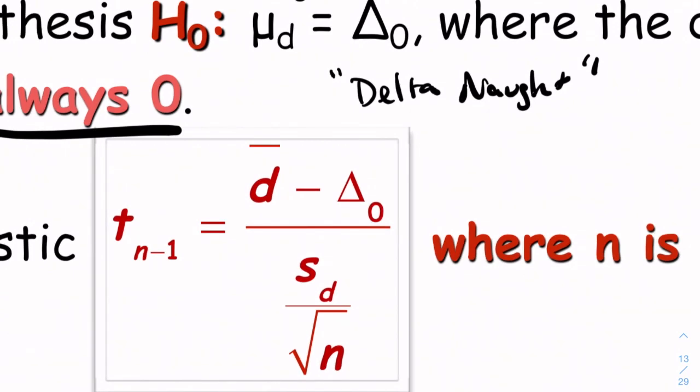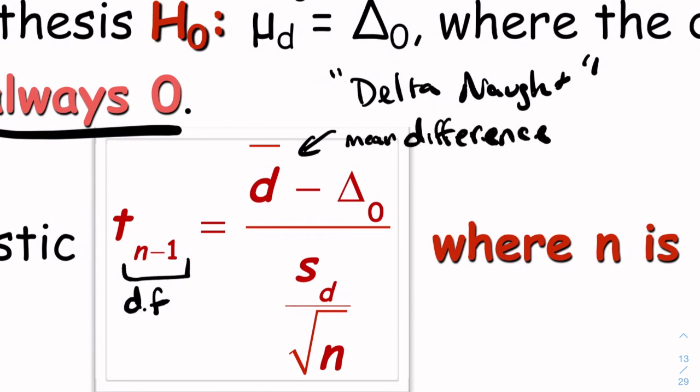So we use the test statistic, our t-test. We get a t-value of t with n minus 1 degrees of freedom, which is equal to the mean difference minus delta naught over our standard error.